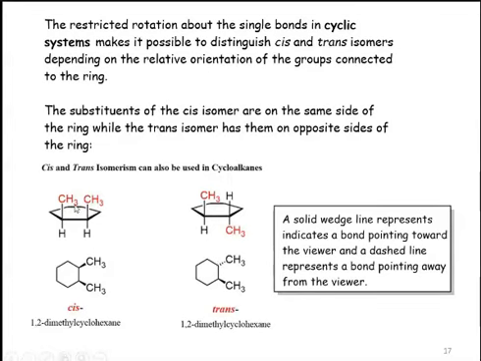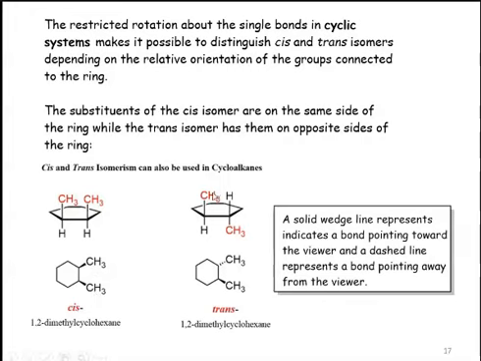Okay, the same structure can also be represented like this. Here it is cyclohexane, and it is associated with two CH3 groups. They are lying on the same side, so they are represented by solid bonds on both the carbons. That is, both the CH3 groups are lying towards the observer.